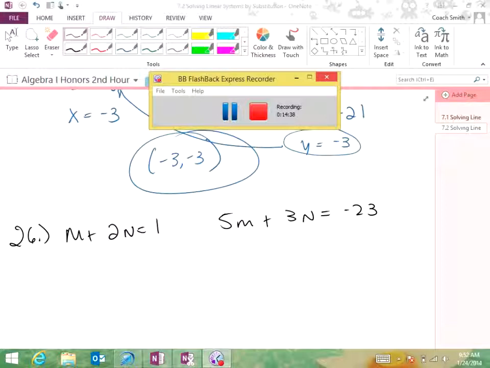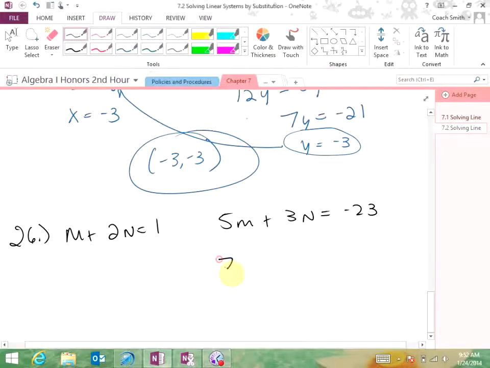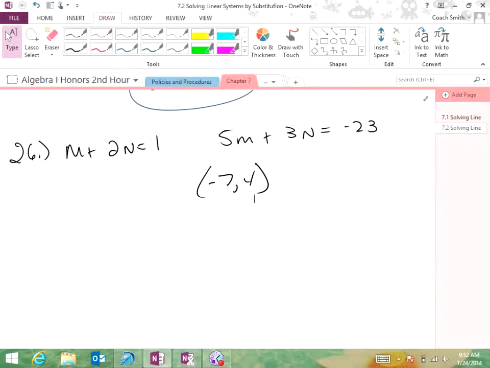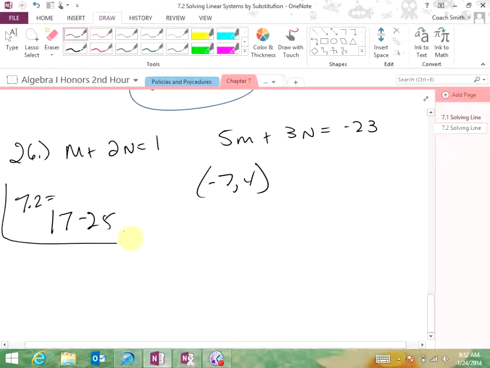Okay, so the answer to 26 was negative 7 and 4. Okay? Now, here's what I want you to do. So this is 7.2. I want you to do 17 through 25. Okay? I want you to try to do those problems.